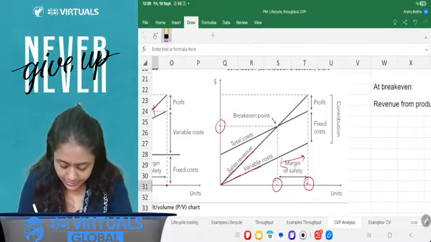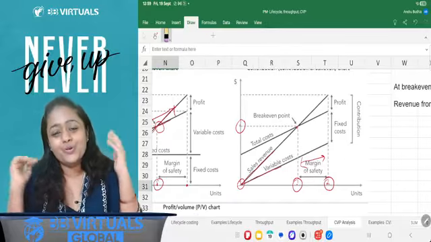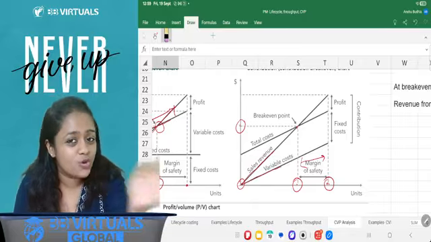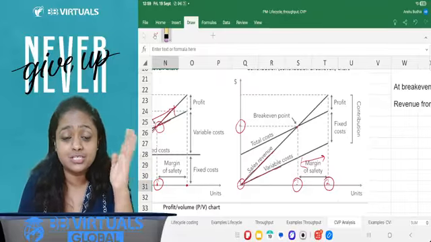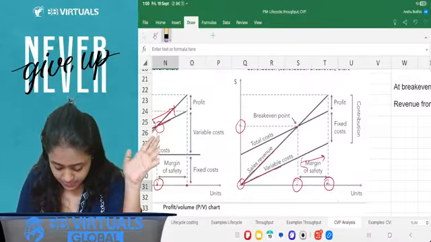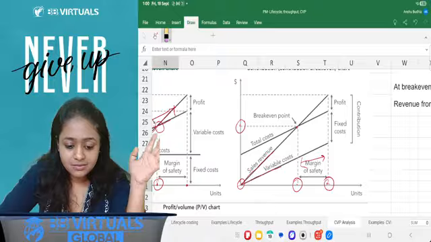Now you can see the variable cost line also starts from 0. Why? I know you know it, because if there are no units sold, there is no selling price and no variable cost, because here we are assuming production is equal to sales, no inventories as well. Okay, so now we know about it.